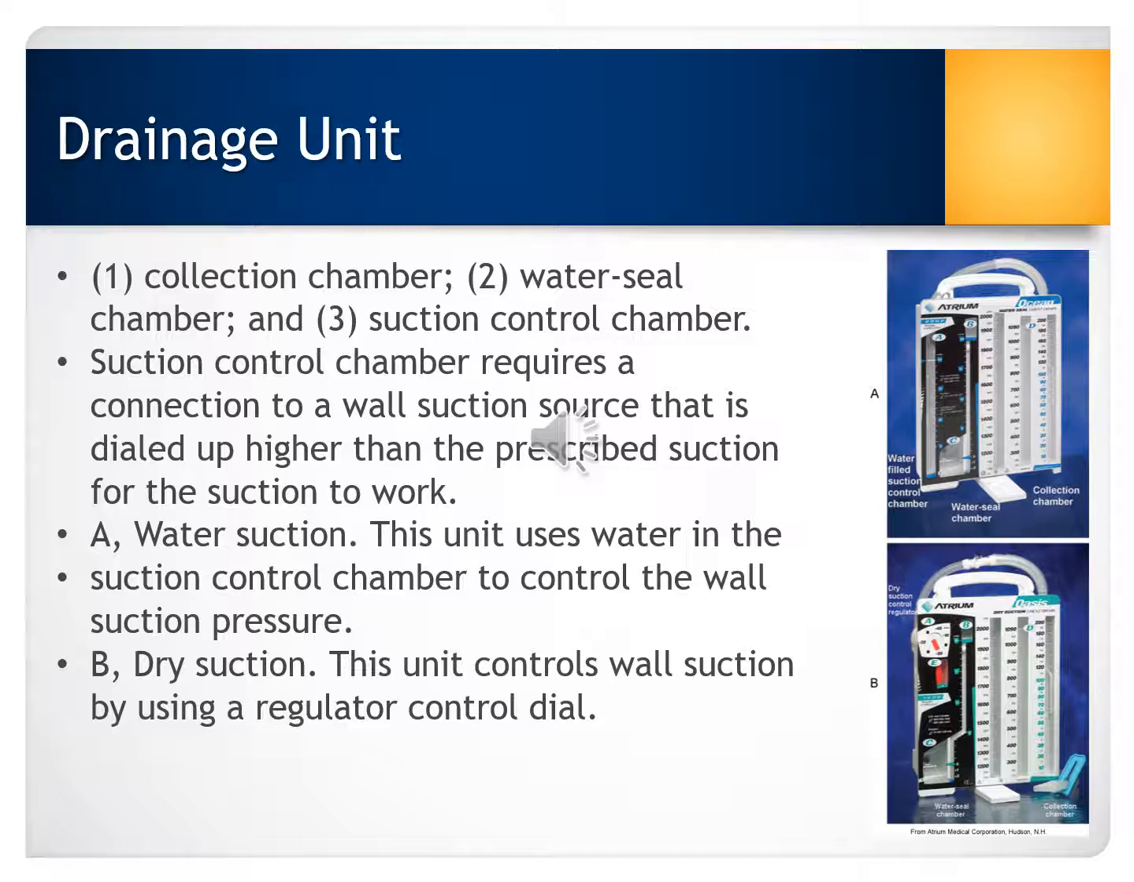The third chamber is the suction control chamber, and this applies suction to the chest drainage system. The water suction control chamber uses a column of water with a top end vented to the atmosphere. This chamber is typically filled with 20 centimeters of water. You can also have what's called dry suction, and this is where suction is connected to wall suction, and you will use the regulator control dial. Typically there'll be a physician's order to indicate what your suction should be programmed at.